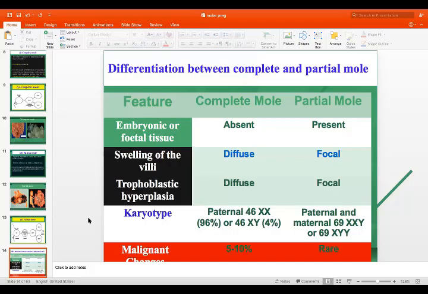While in partial mole, there is an embryo, there is focal swelling of the villi and trophoblastic hyperplasia, and the chromosomal content is 69 XXY or 69 XYY. Malignant change is 5 to 10% in complete moles. In complete mole, we have malignant change, while in partial mole, it is very rare.